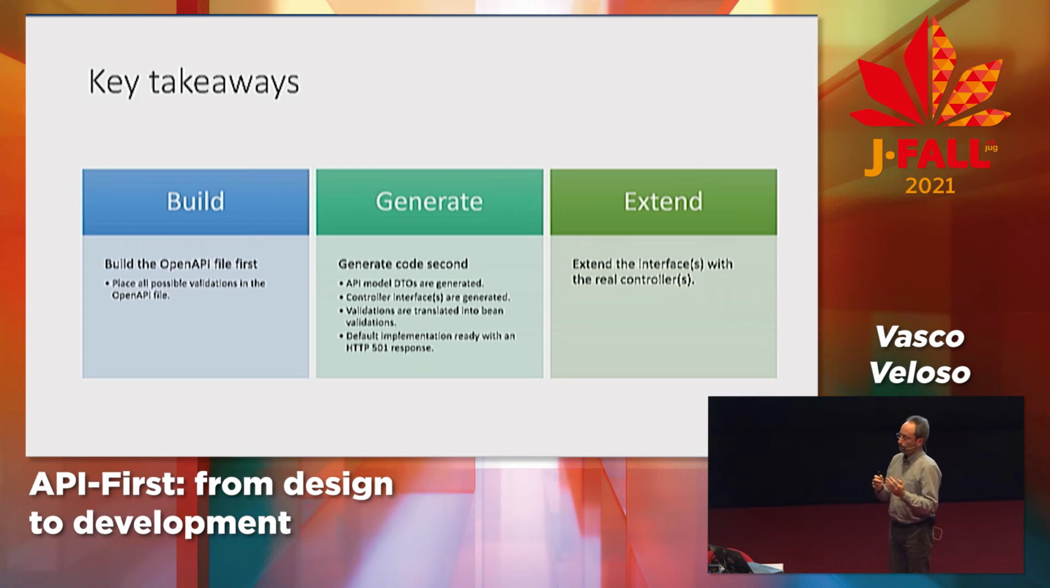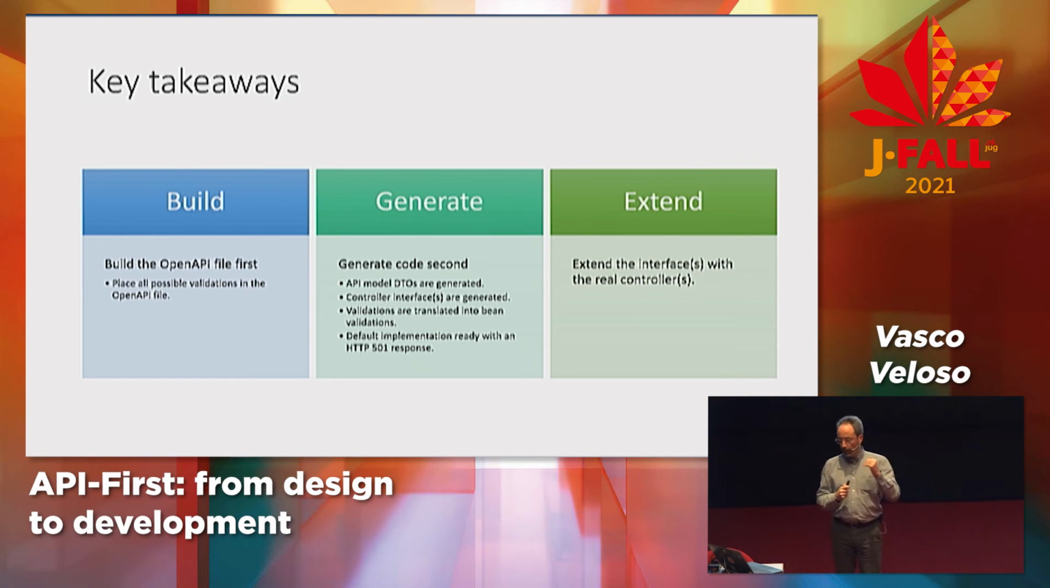So, my main takeaways for today are that an API-first design and development process should be divided into basically 3 steps. First, you build, and by building, we are talking about specification, so you build the Open API first, and then after everything is described as detailed as possible in your Open API file, you generate the code.